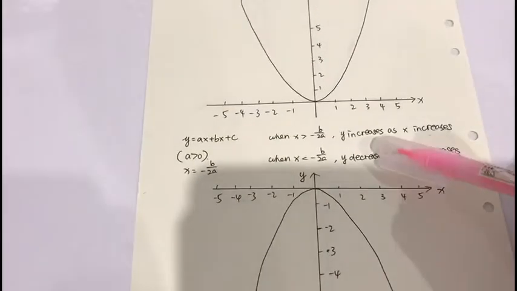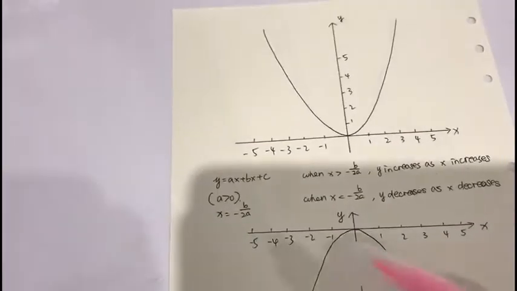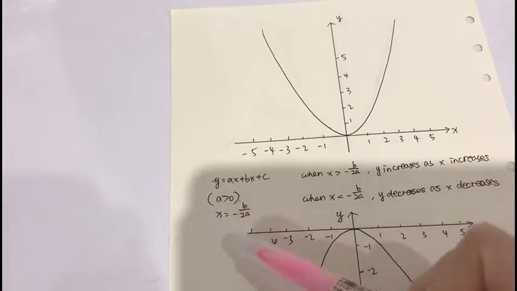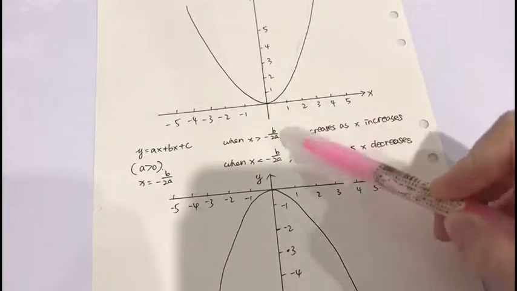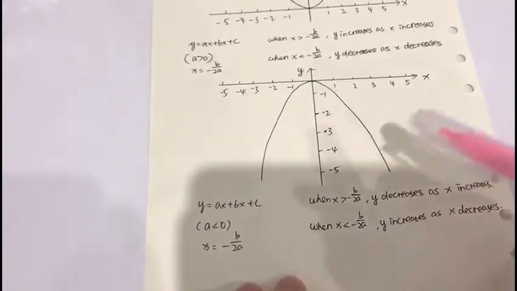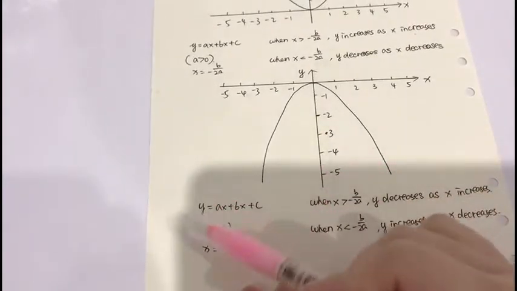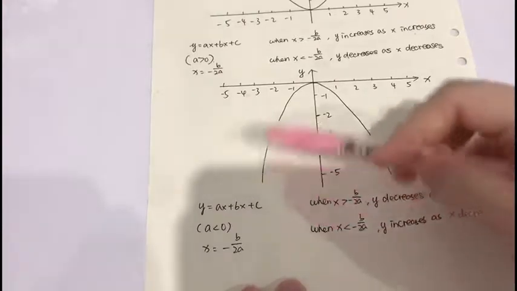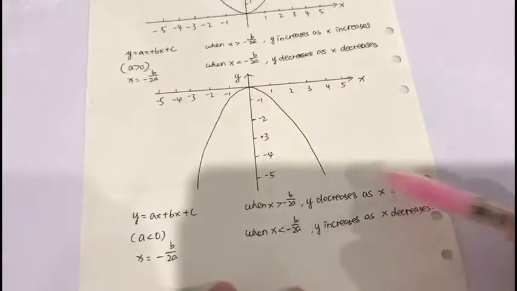There are two graphs about opening directions. For this one, if a is greater than 0, the opening direction is upward, and we can also get these two important pieces of information. For this graph, if a is less than 0, the opening direction is downward, and we can also get these two important pieces of information.